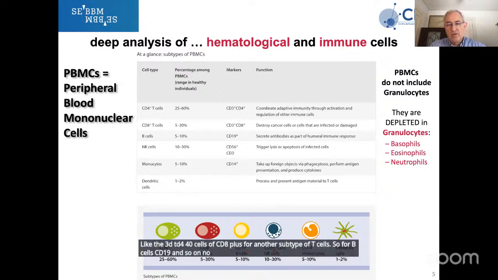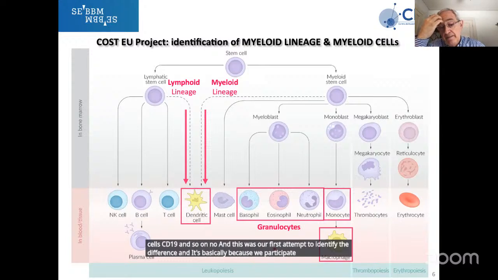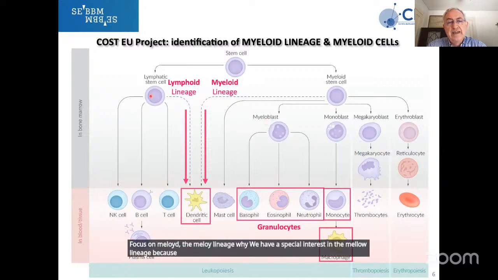And this was our first attempt to identify the different cell types, especially because we participate in a European project focused on the myeloid lineage. Why did we have a special interest in the myeloid lineage? Because the lymphoid lineage is much more studied.